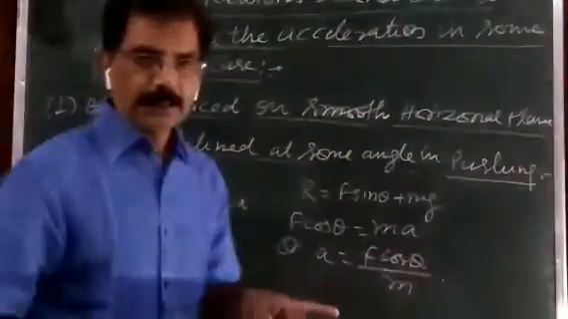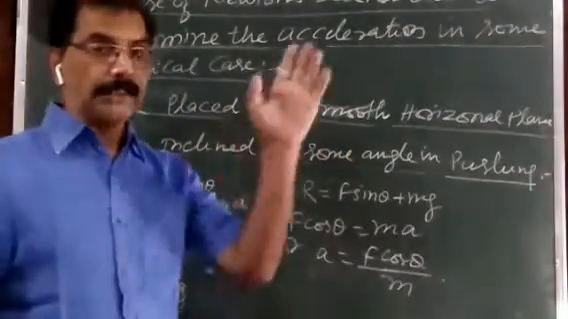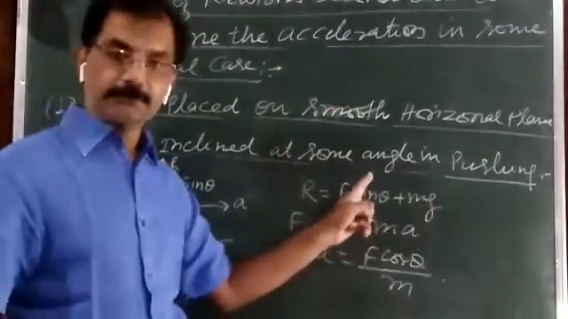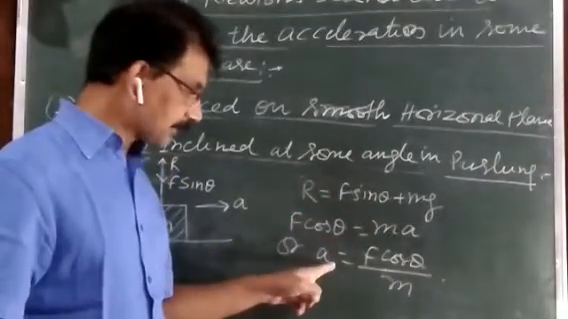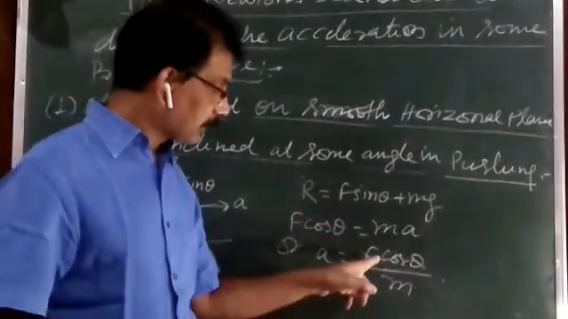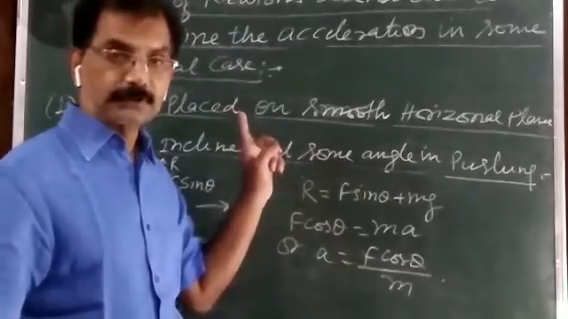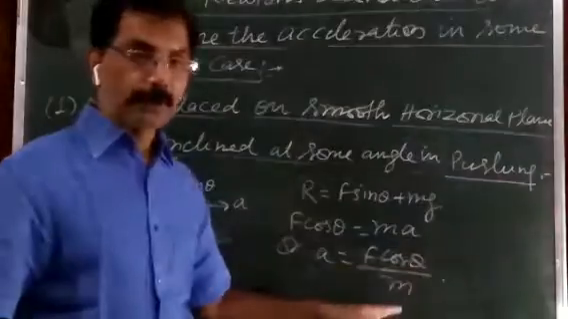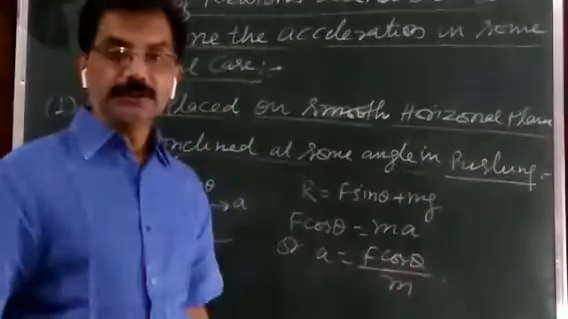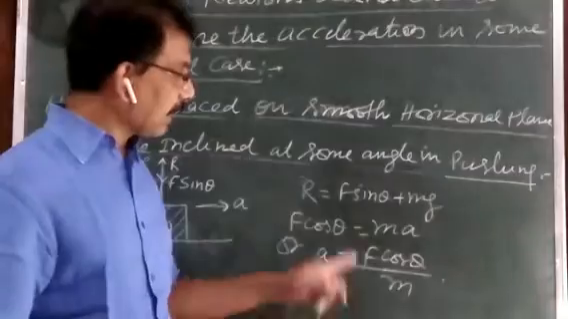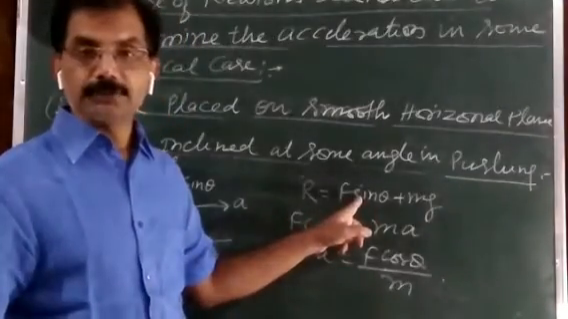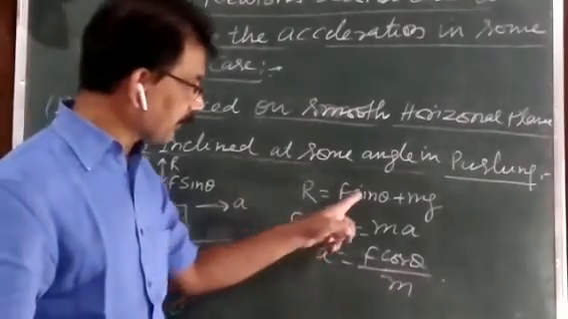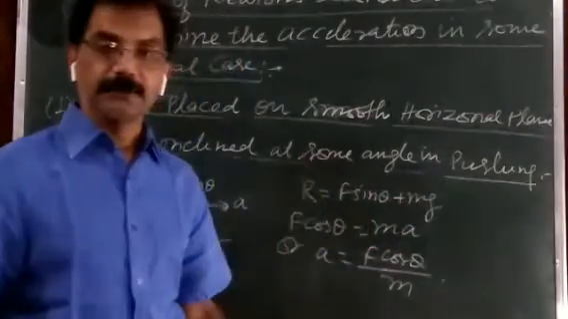And now you see, either in case of pulling or pushing at the angle theta from the horizontal, normal reaction is different, but acceleration remains the same. Acceleration there is also how much? F cos theta upon m. Here also what? F cos theta upon m. But there the normal reaction was how much? There the normal reaction was mg minus F sin theta. But here the normal reaction is mg plus F sin theta.